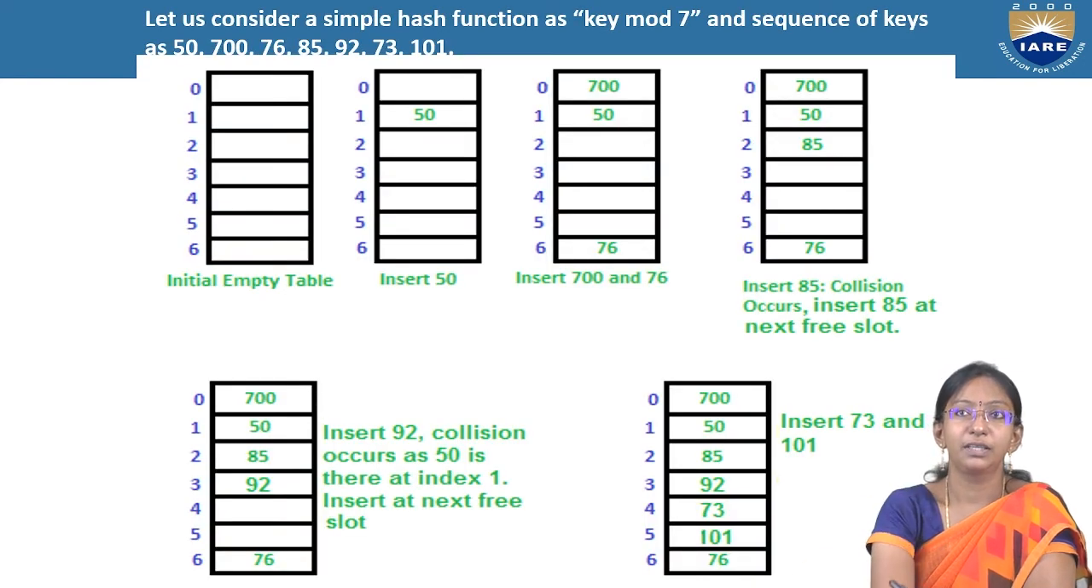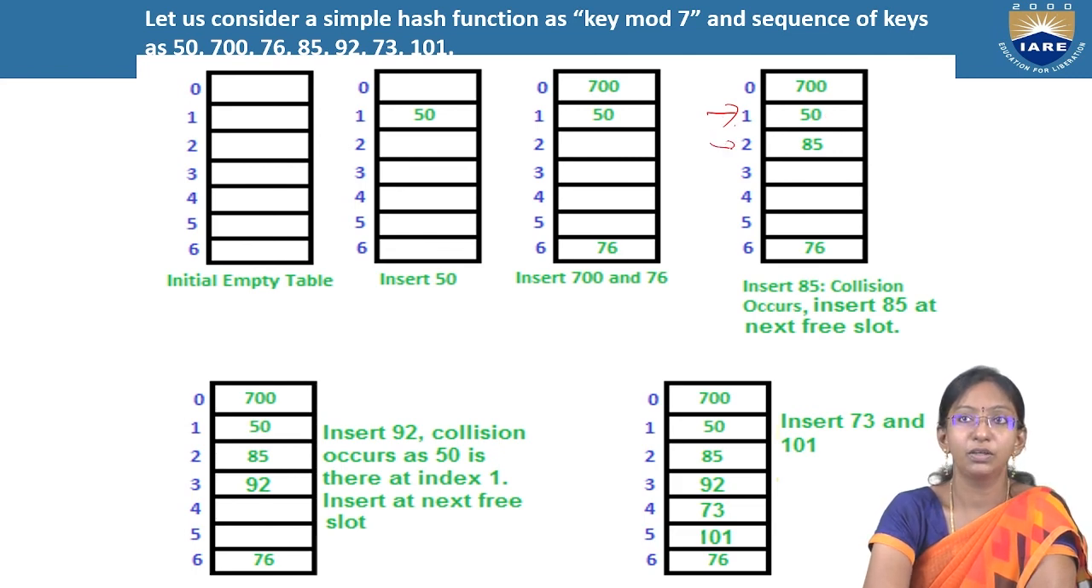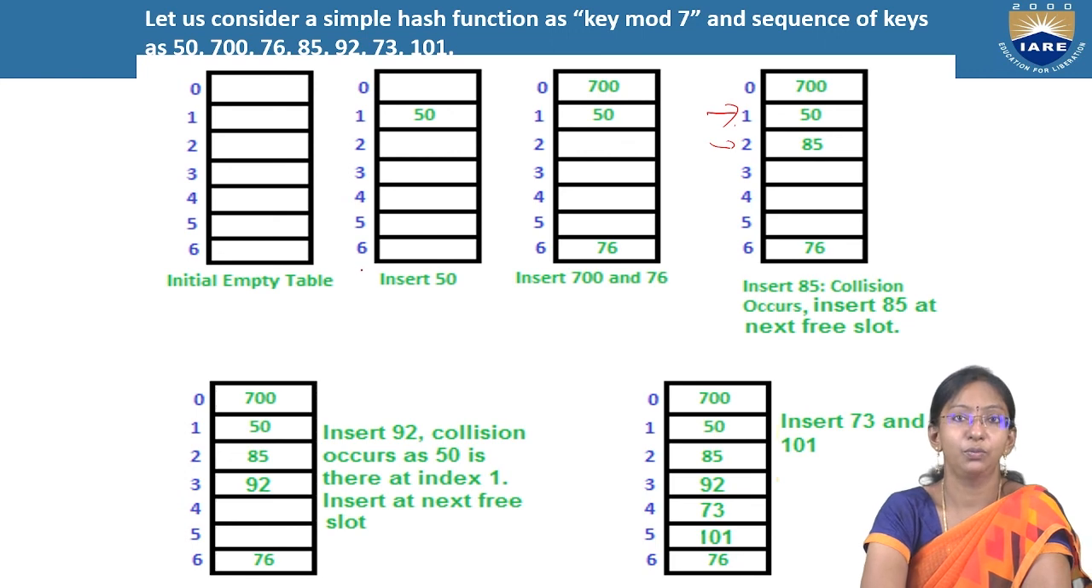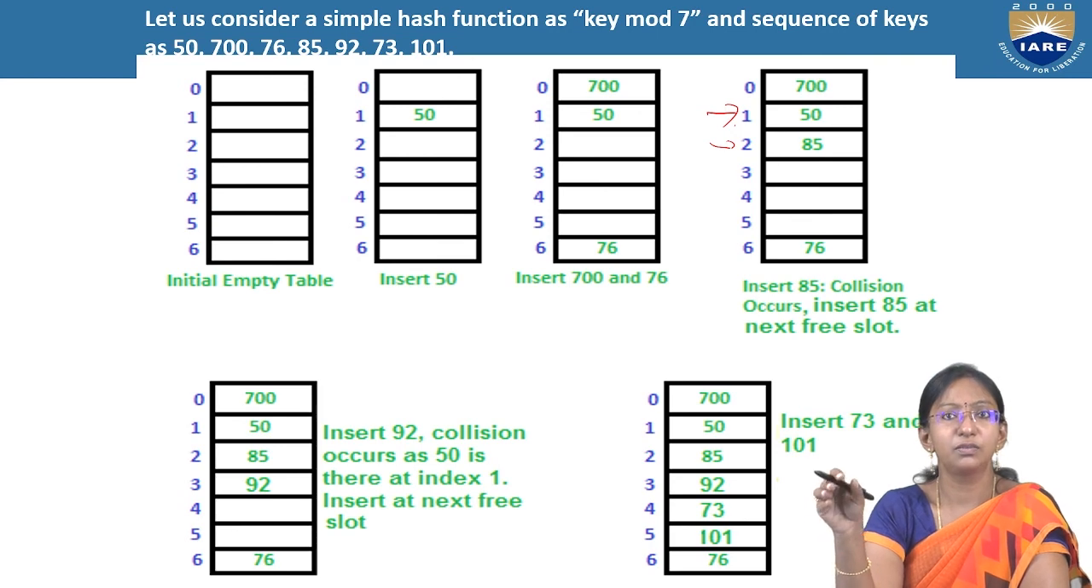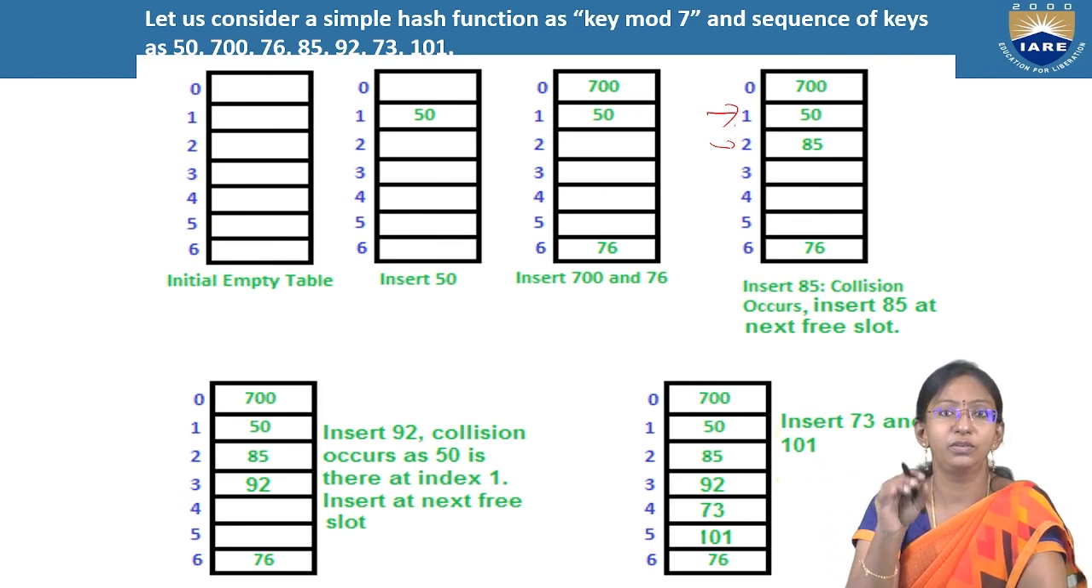Have a look. For example, at this point, this was the place where we got a clash, right? So even 85 is going to give you a result of 1, and at 1 it is already filled. So it will go to the next location. Yes, the index value 2 is empty, insert it. Even 92 will give 1 as the result of the hash function. Index value 1 is filled. Go to the next location 2. Even that is filled. Go to the next location. It is placed at index value 3.